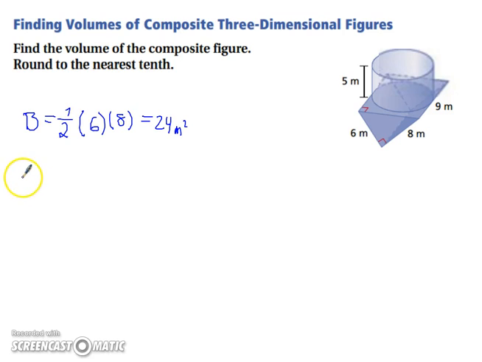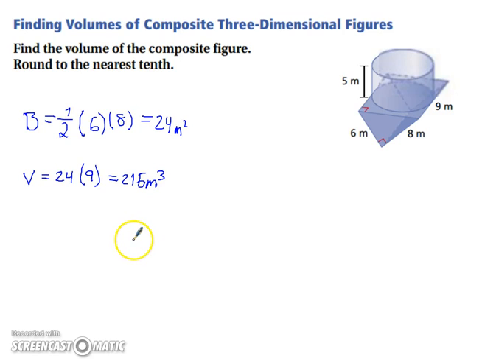Now we can find the volume of our prism here. So we have our volume is going to equal the area of our base times whatever our height is. And in this case, the height of our prism here is 9. So 24 times 9 is 216 meters cubed. Alright, well, the cylinder's diameter equals the hypotenuse of the prism base.